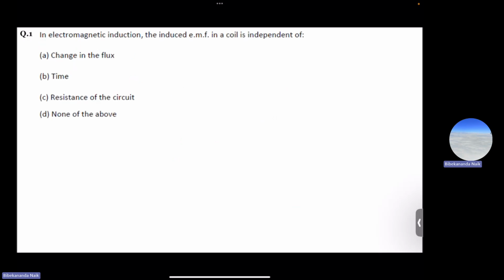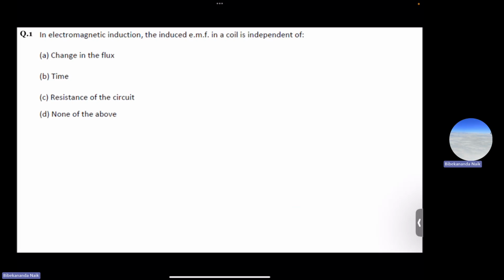So now let's discuss a few problems based on these concepts that we discussed briefly. Question number 1 says, in electromagnetic induction, the induced EMF in a coil is independent of, options are option A, change in the flux, option B, time, option C, resistance of the circuit, and option D, none of the above.